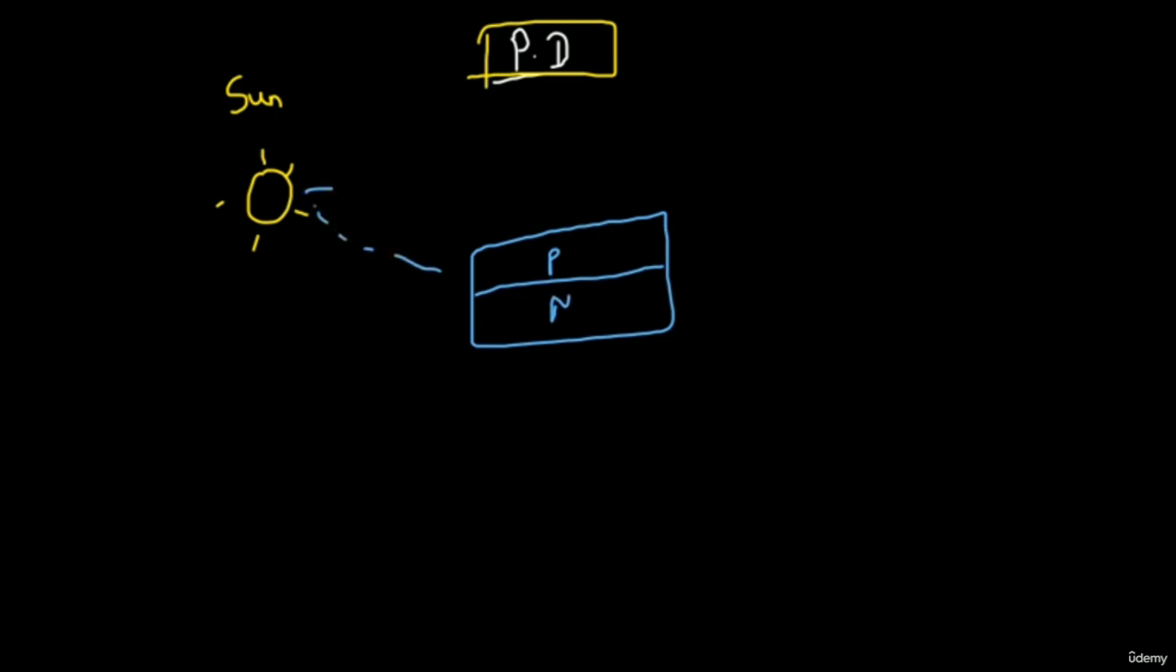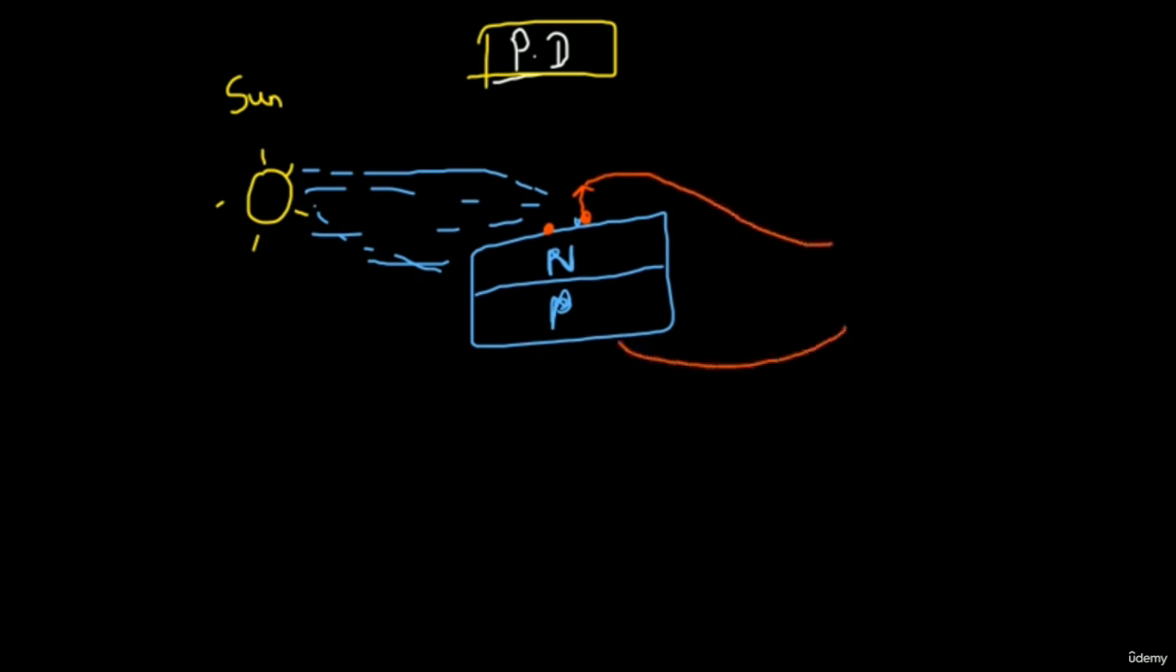Light falls on the surface. Actually, I love to consider the N side on the uppermost layer and P side on the downmost layer. I will tell you just in a moment why. So when it falls, electrons at the surface get excited and come out. If we somehow have a wire, we have electricity.